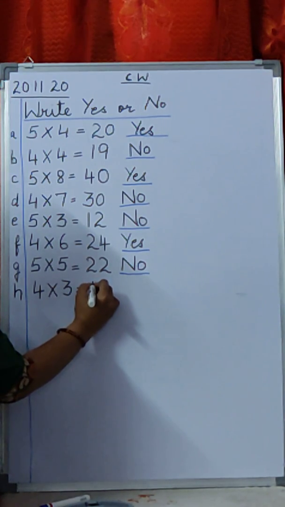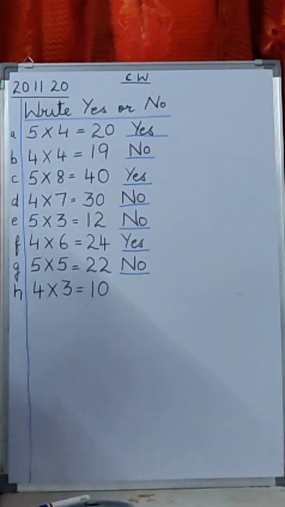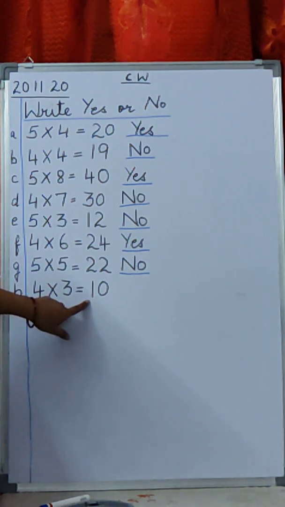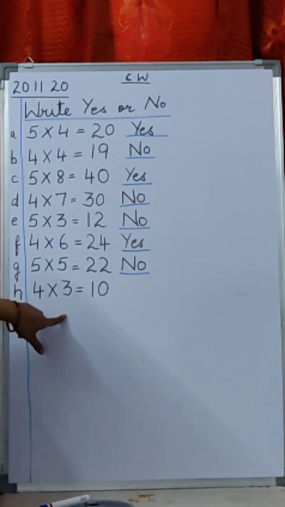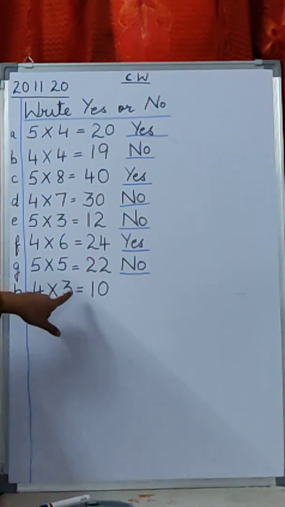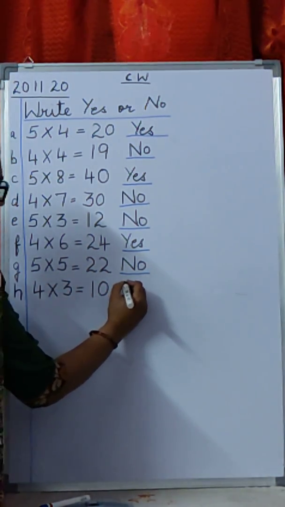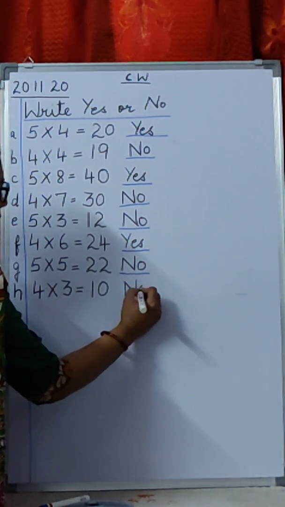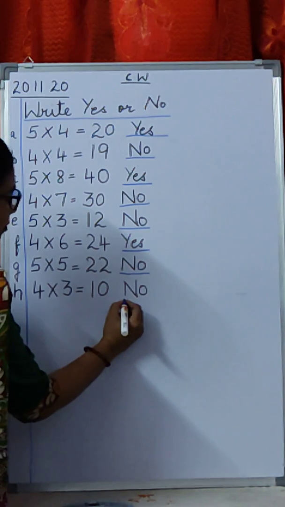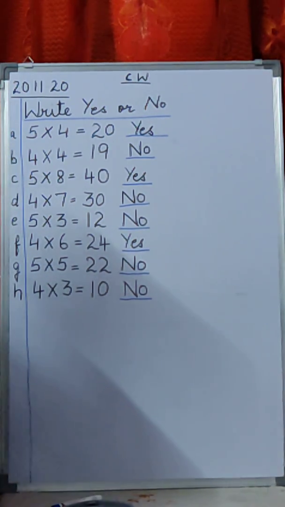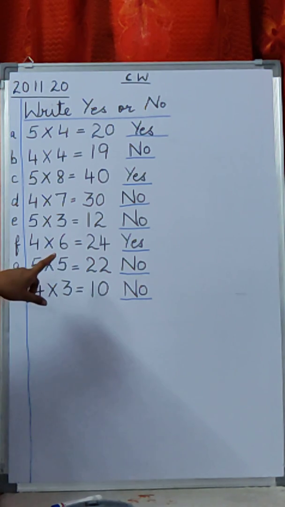Now, four threes are 10. So is this the right answer? 10? Boys? No, this is not the right answer. So how will you know what is the right answer? You will start saying your tables. 4 ones are 4, 4 twos are 8 and 4 threes are 12. So you know that this is not 10, this is 12. So this is the wrong answer. So we'll write over here no. Alright boys. So you know how to do yes and no? Okay.